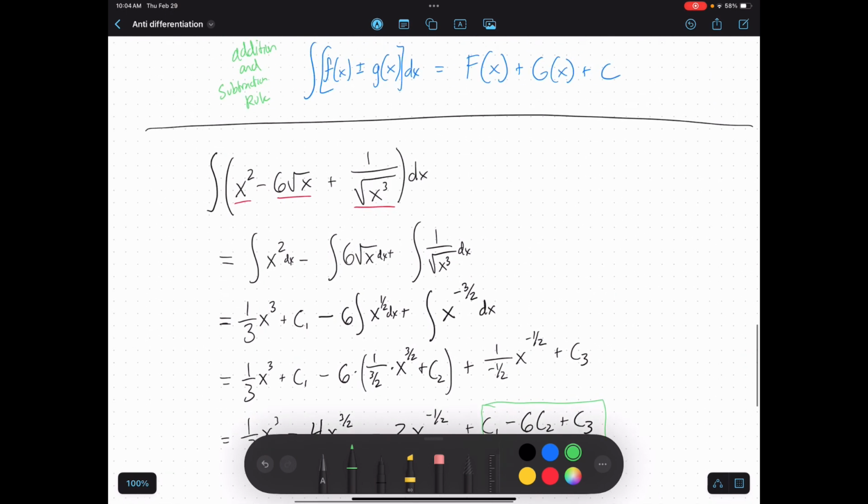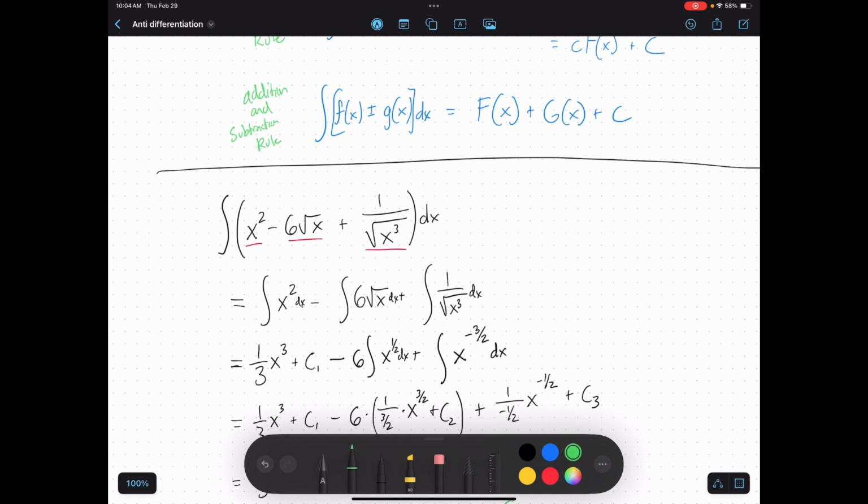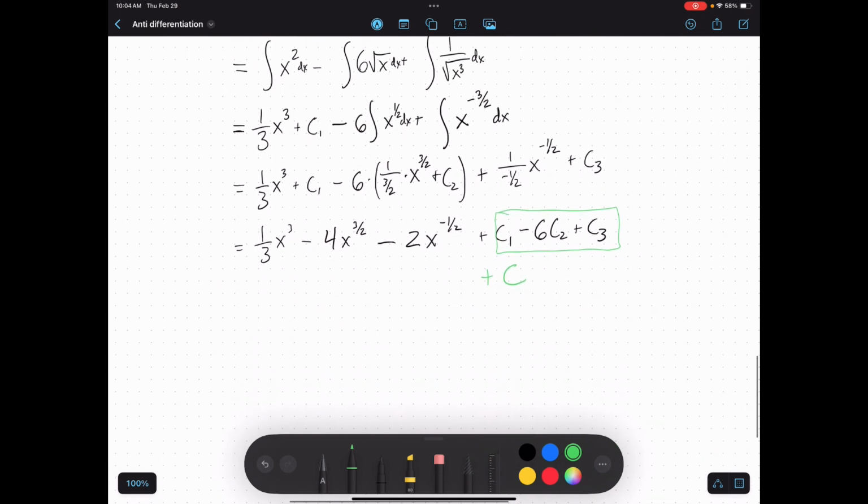So when I'm taking these antiderivatives and I have multiple different antiderivatives I'm taking, you don't need to worry about that plus c until the very end. You don't need to worry about the plus c until the very end of your solving process.